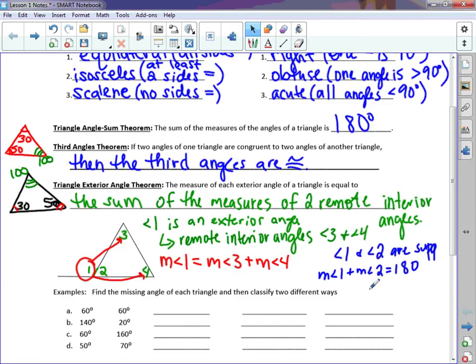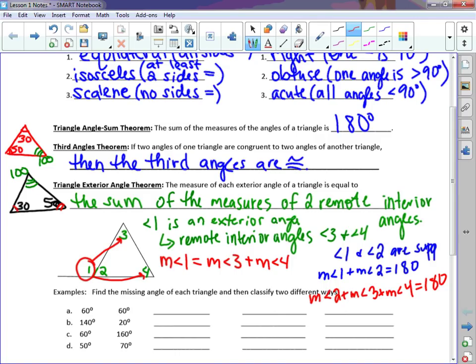Now separately, we could say that the measure of angle 2 plus the measure of angle 3 plus the measure of angle 4 equals 180. Do we agree with that? Who knows what my reasoning would be for that one, though? Anthony? Not definition of triangle, but you're on the right track. Our triangle angle sum theorem, that theorem that we just learned, is what lets me say that their measures add up to be 180. Does that make sense there?